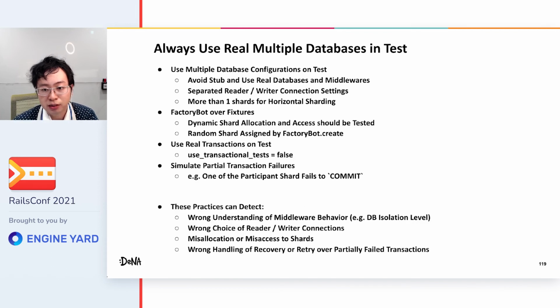These practices can detect wrong understanding of middleware behavior, wrong choice of reader-writer connections, misallocation and misaccess to shards, and wrong handling of recovery or retry of partially failed transactions.